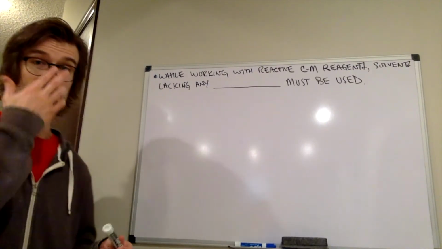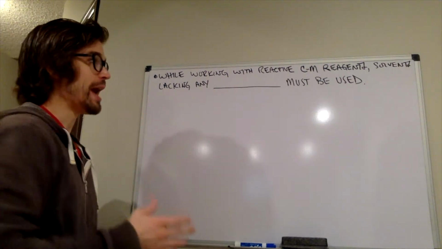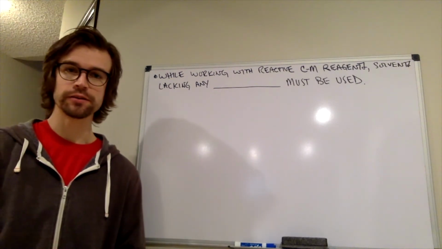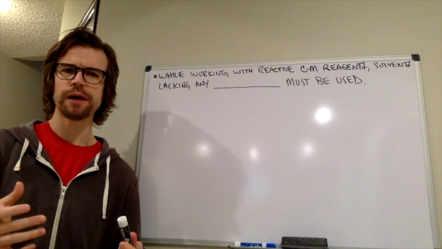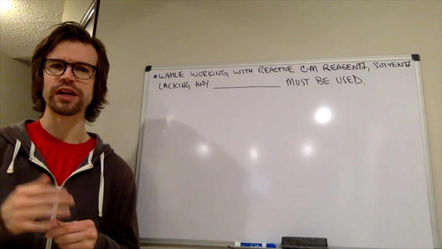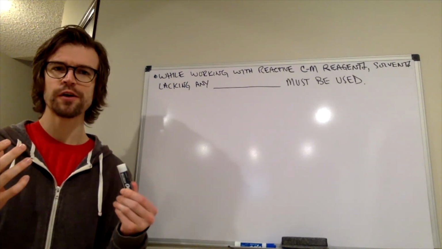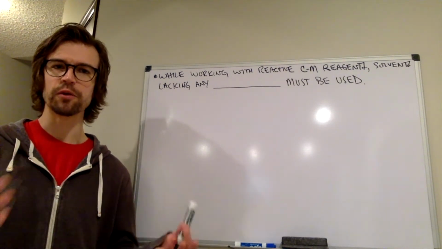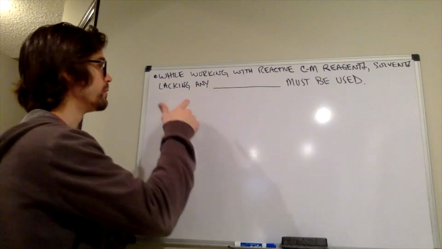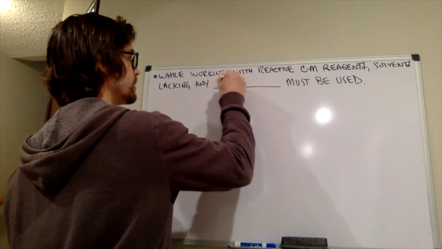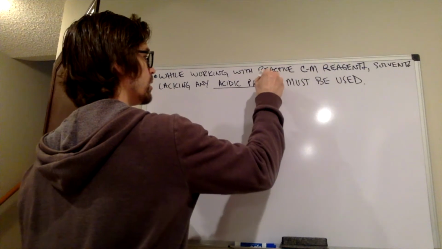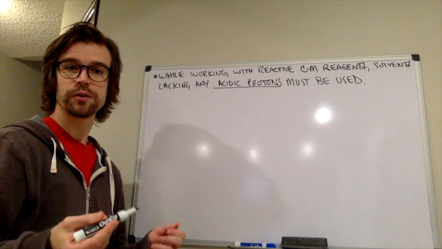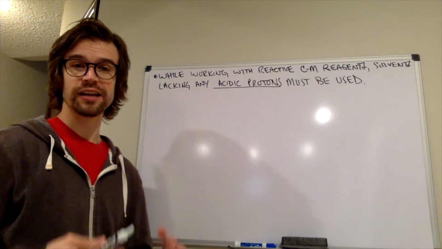All right, we're on to our next blank now. While working with reactive organometallic reagents, solvents lacking any blank must be used. So think back to what we talked about with lithium aluminum hydride. That was a really reactive species, and those hydrides would pull protons off of the solvent if they were available. So solvents lacking any acidic protons must be used. So what did we use for lithium aluminum hydride? We used ethereal solvents, so ethers.